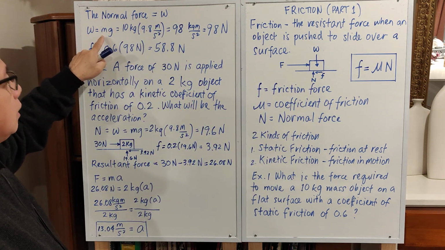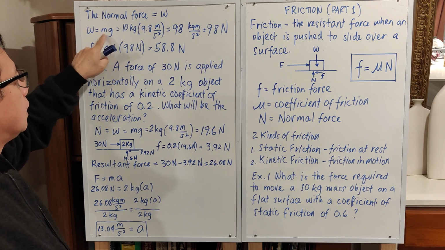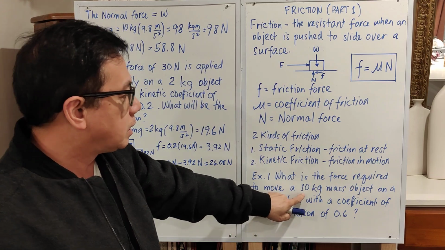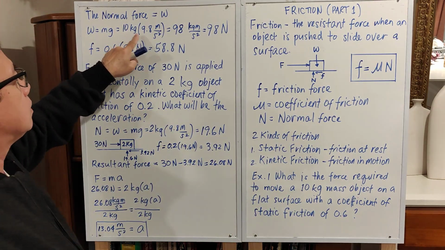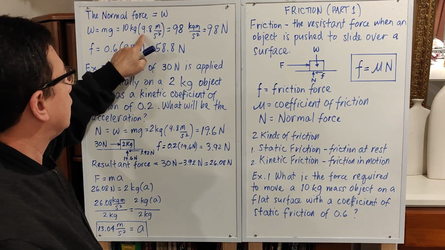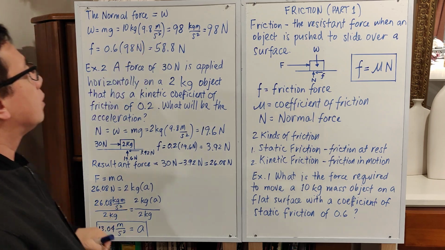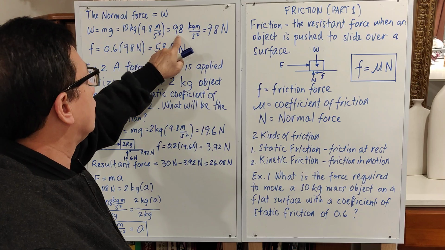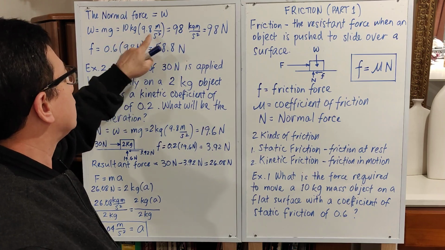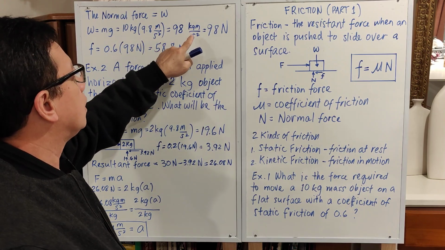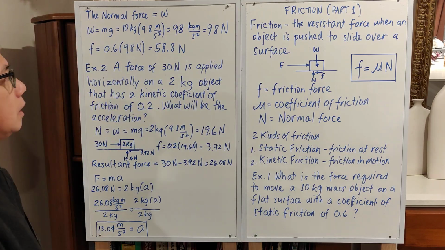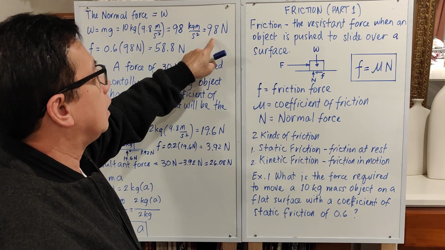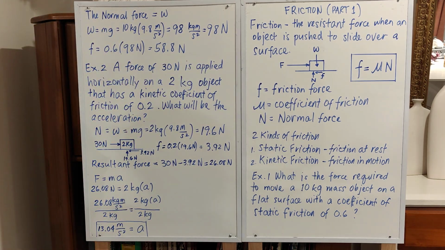So weight is the mass of the object times the acceleration due to gravity. So the mass is 10 kilograms times the acceleration due to gravity, 9.8 meters per second squared. So 10 times 9.8 is 98. Kilograms times meters per second squared will be kilogram meters per second squared. So 98 kilogram meters per second squared is also equal to 98 newtons.